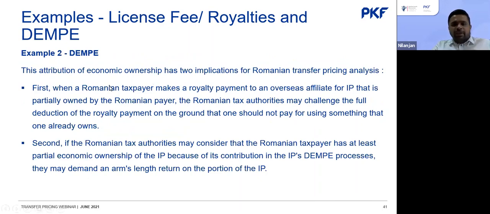The attribution of economic ownership has two implications for Romanian transfer pricing. When a Romanian taxpayer makes a royalty payment to an overseas affiliate of an IP that is partially owned by the Romanian payer, the Romanian authorities might challenge the full deduction of the royalty. Second, the Romanian tax authorities may consider that the Romanian taxpayer has at least partial economic ownership. So they want money to come into Romania so that your taxable base increases and it's better for them.